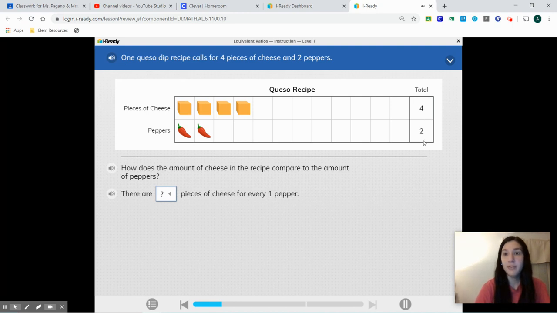So again, we want to simplify our ratio over here. And we know to simplify, we would divide both the top and the bottom by 2, which would give us 2 to 1. So there are 2 pieces of cheese for every 1 pepper. Well done.